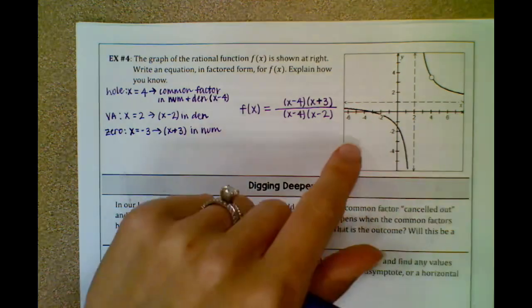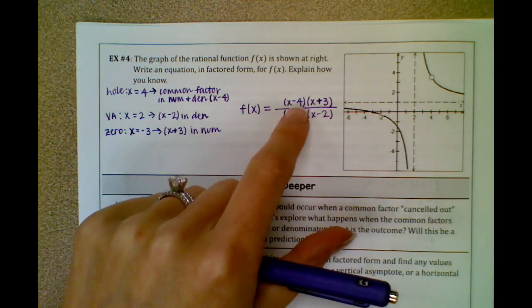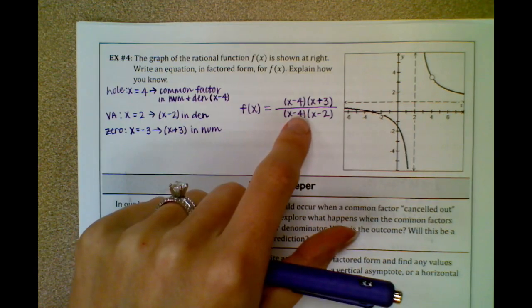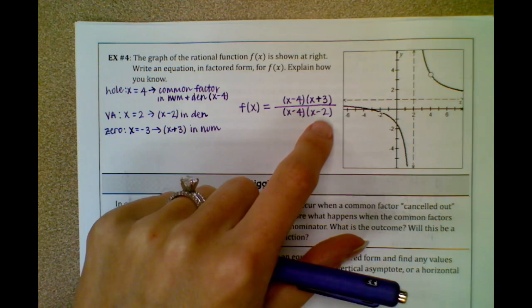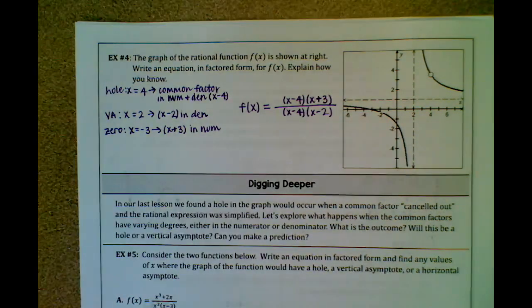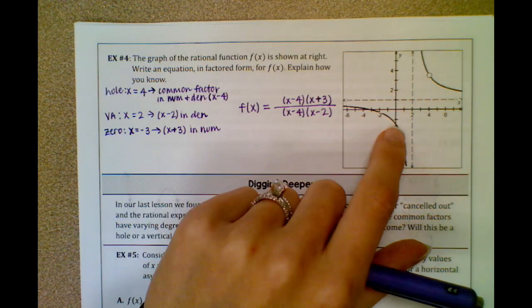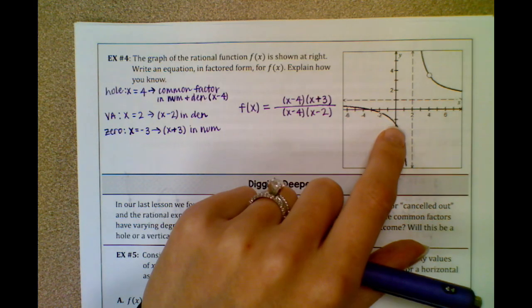Also, if you were to plug in zero, let's see, that would give us negative 12 over positive 8. Yeah, so negative 12 over 8 is negative 1.5. And if you guys look at this, the y-intercept is about negative 1.5.